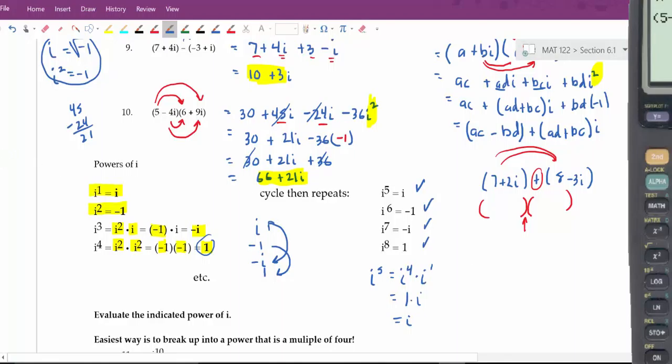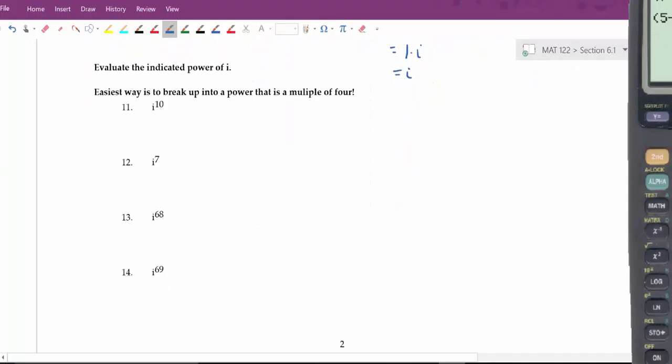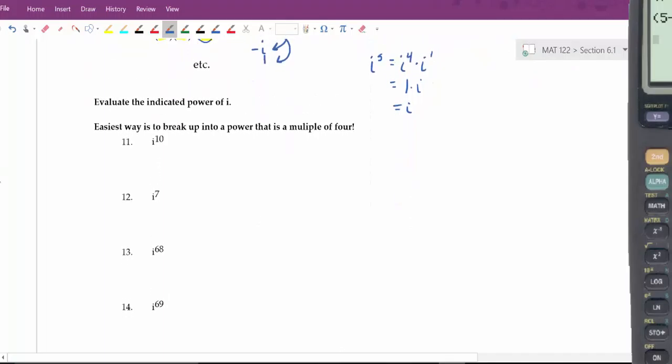Okay, so we're going to do a couple of powers of I, and I'll show you some different ways to do this. One of the best ways is to break it up into 4s. So if you looked at I to the 10th, if I take 10 divided by 4, that goes in 2 times with 2 left over.